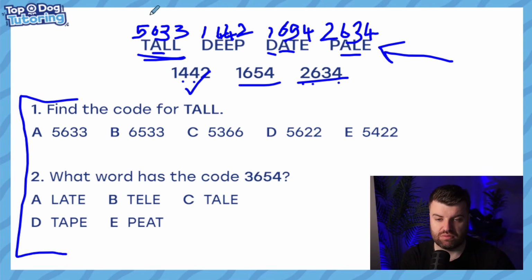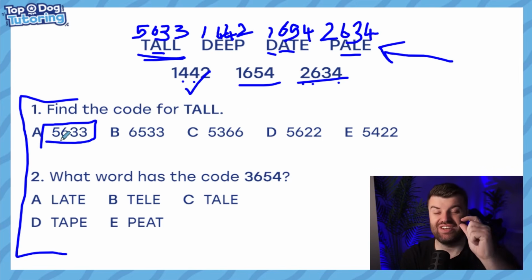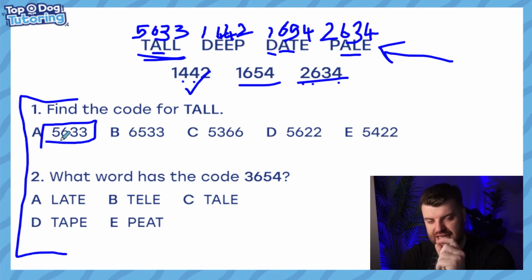Find the code for tall. Well, I've written it there. It's 5633. I've solved it. It's A. I'm going to put A and move on. I answered that question in 3 seconds because I did all the hard work at the start. That's a really important thing for this question. Solve and crack the code and then answer the questions really simply. If I'd started by looking down here, I might have just got confused, didn't know what to do. Solve and crack the code and then you can answer the questions.